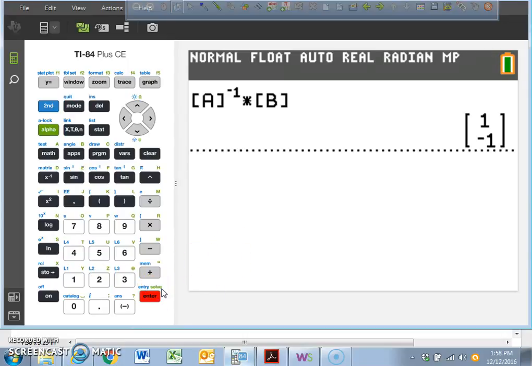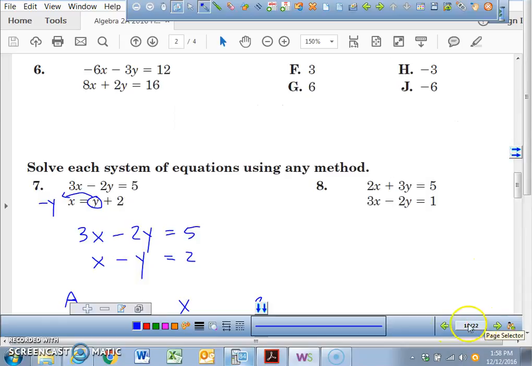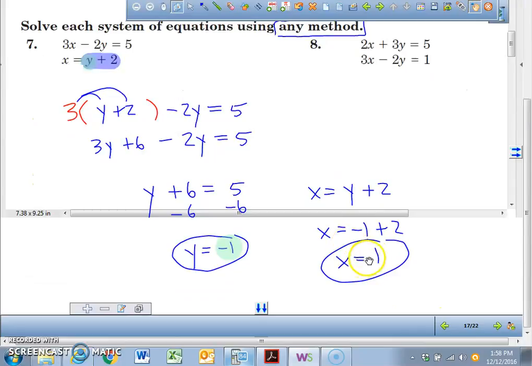Press enter, and what do you have? The answer. This is your x, and that is your y. So your answer would be 1 and a negative 1. Okay? So if you were to go back, I did the substitution method, right? And what did we find? x was 1 and y was a negative 1.